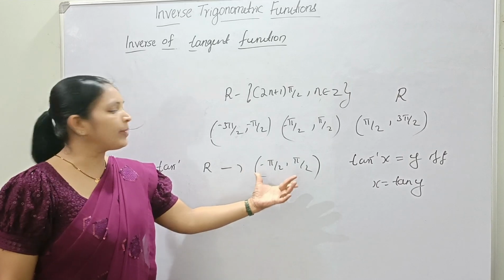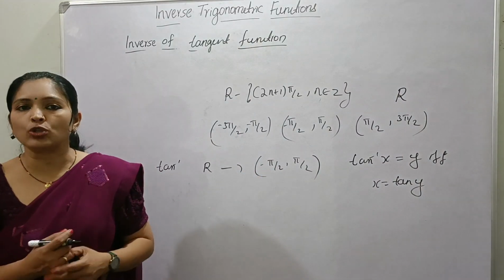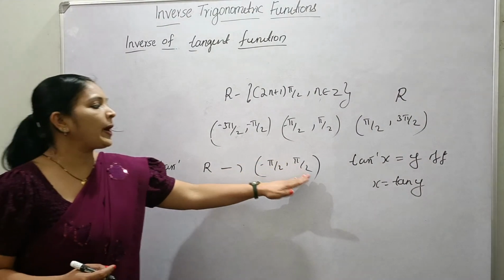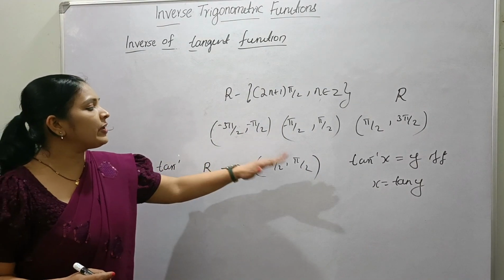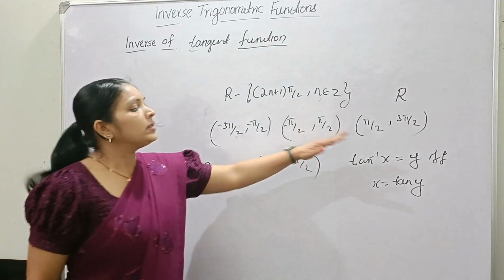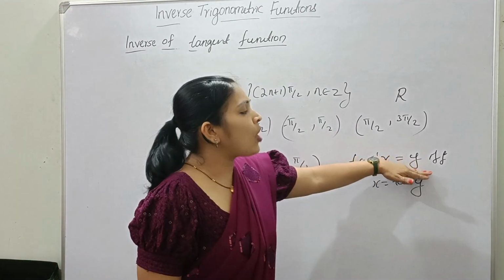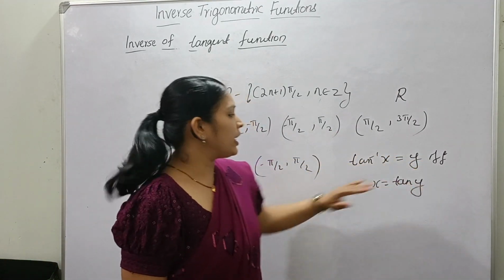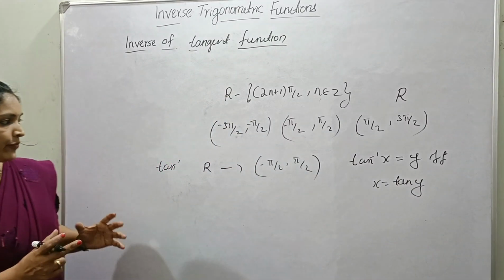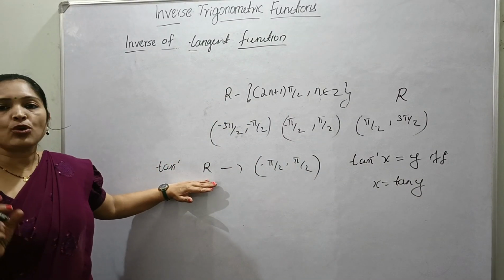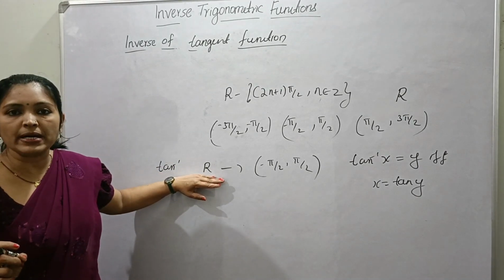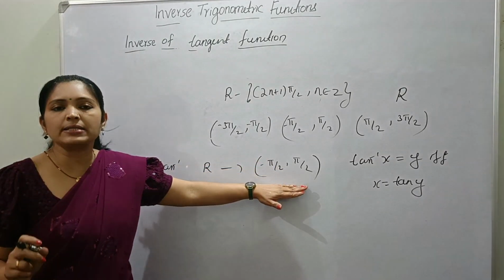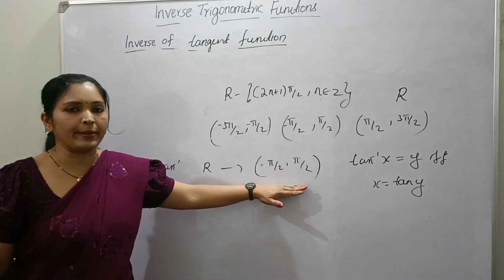Tan inverse is a function from R to minus pi by 2 to pi by 2. It is an open interval. Why? Because we know that tan pi by 2 is not defined, right? So pi by 2 is not included, therefore it is an open interval minus pi by 2 to pi by 2, such that tan inverse of x is equal to y if and only if x is equal to tan y. Therefore, for the inverse of the tangent function, the domain is nothing but the set of real numbers and the range is minus pi by 2 to pi by 2.